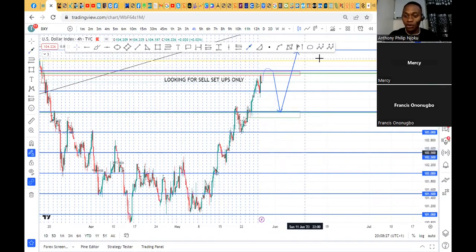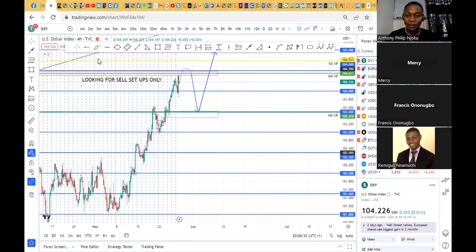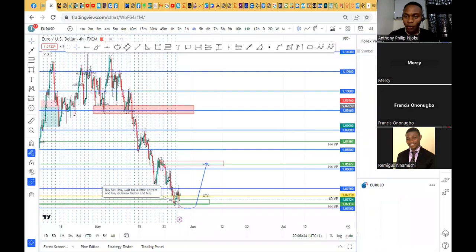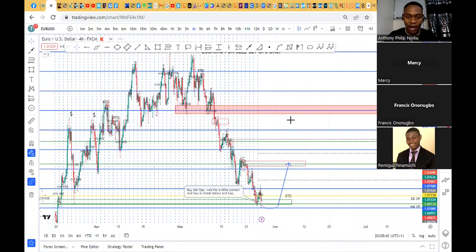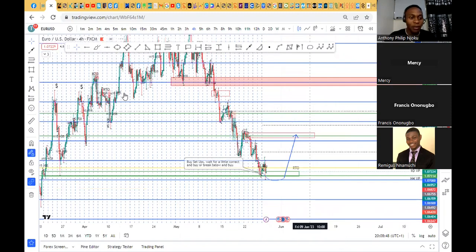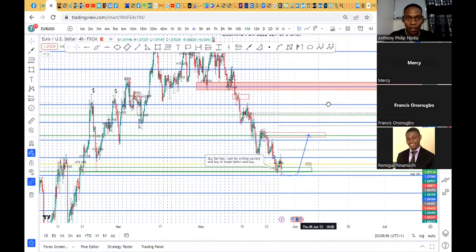So moving down to Euro, the next pair on our list is EURUSD, my favorite pair, and the most traded pair in the whole Forex market. For EURUSD, I have a similar bias to the DXY, but inversely, because the DXY is highly correlated with the EURUSD.